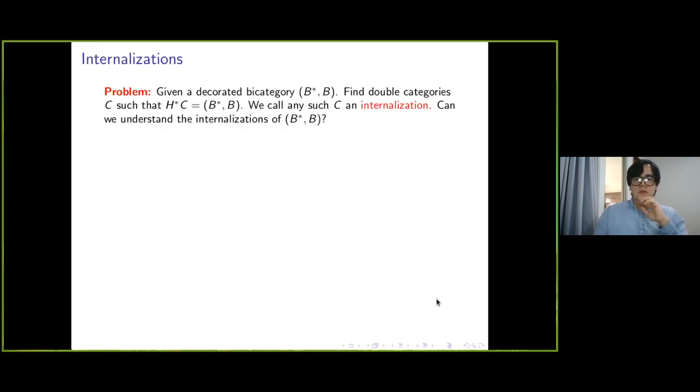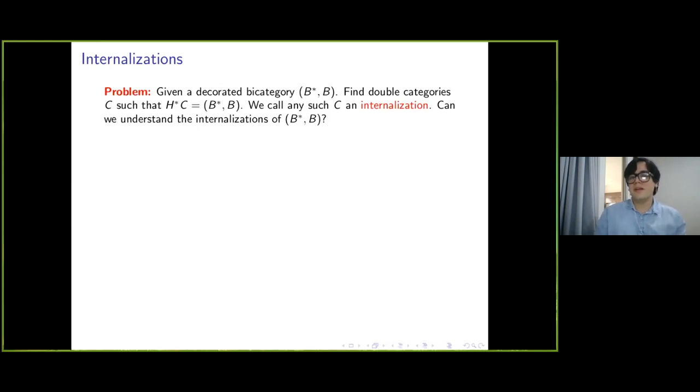Okay. So we have the following problem. Given a decorated bicategory (B*, B), we want to find a double category C such that the decorated horizontalization of C is our original decorated bicategory. We call any such double category C an internalization of (B*, B). So (B*, B) is defined through enrichment plus something else, decoration, and we want to define an internal category that defines this structure. So we call this internalization. I'm not sure if this is the best name, but that's what I call them.